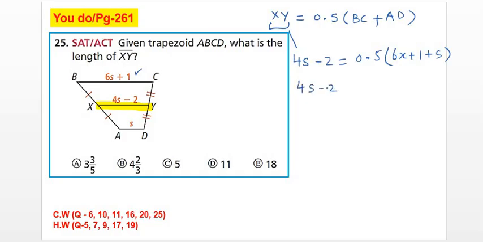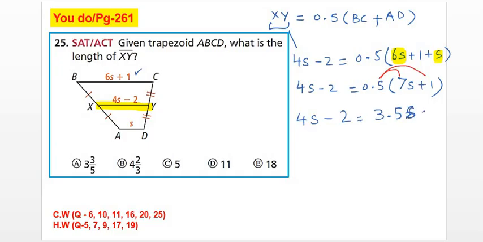It's 4s minus 2 equals 0.5, and in the bracket this 6s will be added to this s. Let me highlight for you. So this 6s and s will become 7s plus 1. Now remove the bracket, multiply this one over here and this one here. So it will give us 4s minus 2 equals 3.5s plus 0.5. Now bring the s terms on one side and move the numbers on the other side.